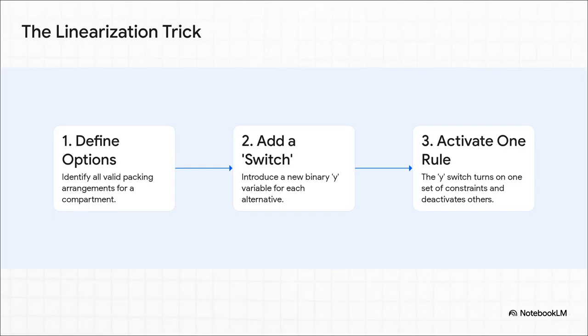And this is where the solution gets truly brilliant. The researchers came up with this clever trick. They introduced a new set of binary switches. Let's call them the Y variables. Each possible packing layout gets its own Y switch. And the rule is, only one of these switches can be on at a time. So if you flip the switch for the 6 small containers layout, the rules for that layout activate and all the others are turned off. It's a genius way to turn a messy, non-linear spatial puzzle into a clean, solvable set of yes-no choices.